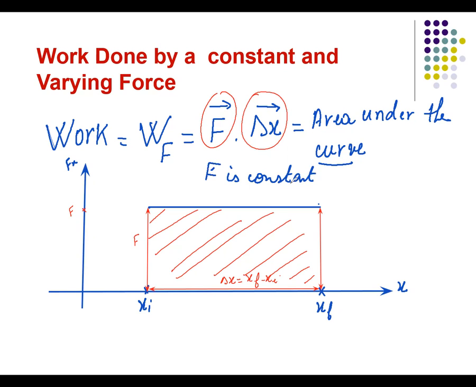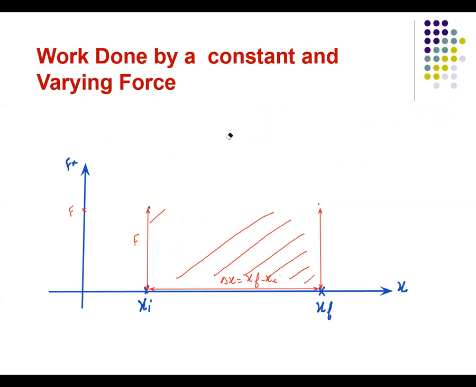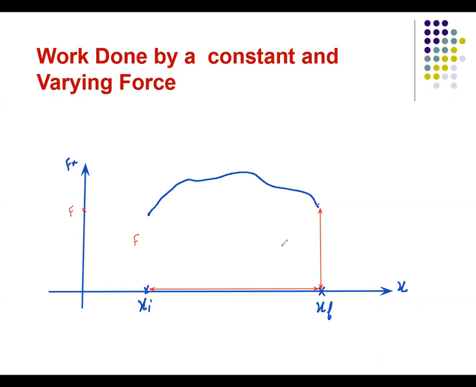Let's take another case, if F is not constant. If F is not constant, we cannot use this relation between F and dx. So initially we have F, and F is not constant between the initial and the final state. So we can say also the work done between these 2 points equals the area under the curve.